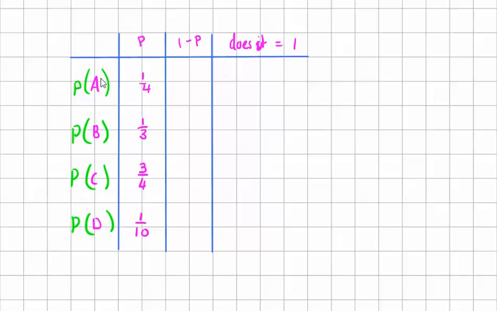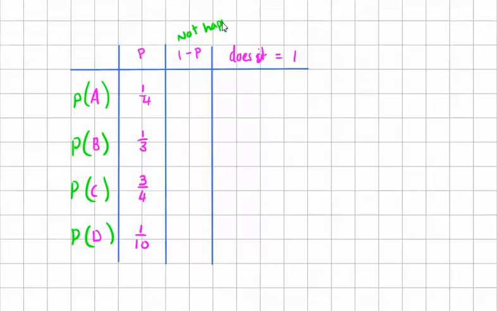It doesn't really matter what the event is, but if the probability of A happening is 1 out of 4, then 1 minus the probability is the probability of it not happening. What we have to do is ask, does it add up to 1? That's the question. When it's out of 4, 1 would be 4 out of 4. So it's got to add up: A happening, and A not happening.